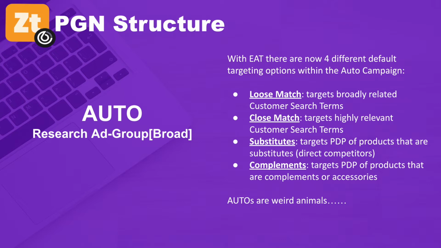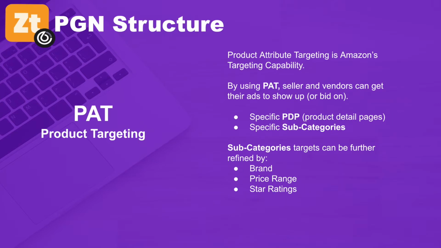So we already covered the exact, phrase, broad, and auto campaign. The fifth campaign we will create for you is the PAT, or the product attribute targeting. This feature allows you to do what the auto campaign used to be only able to do, but now we can do it with PAT and be more precise. So we can target specific product detail pages, specific competitors, or even your own products with your own advertising. With the PAT we can also target specific subcategories.